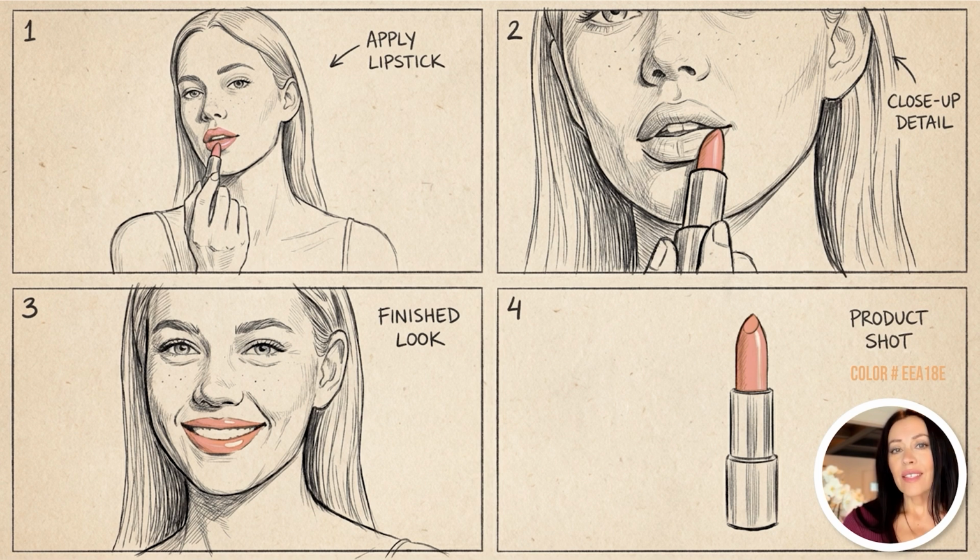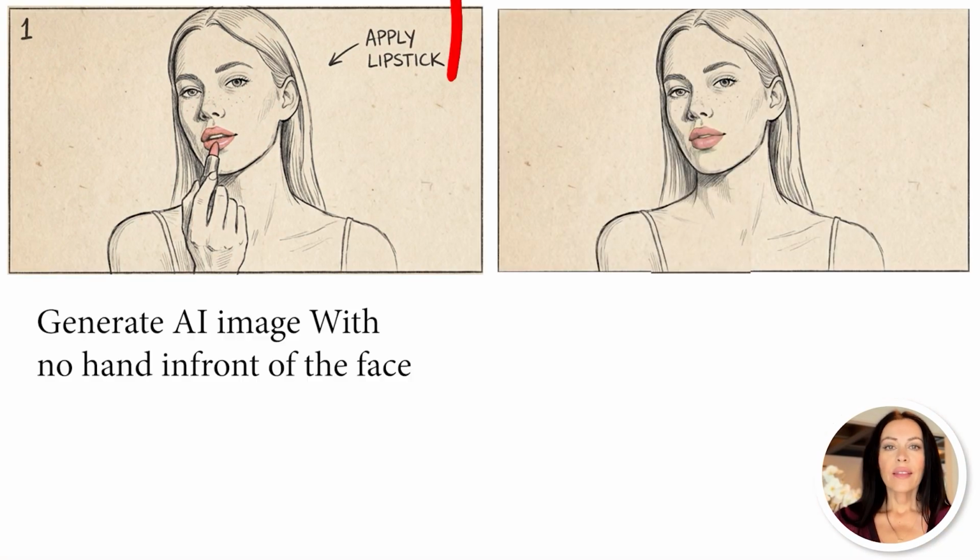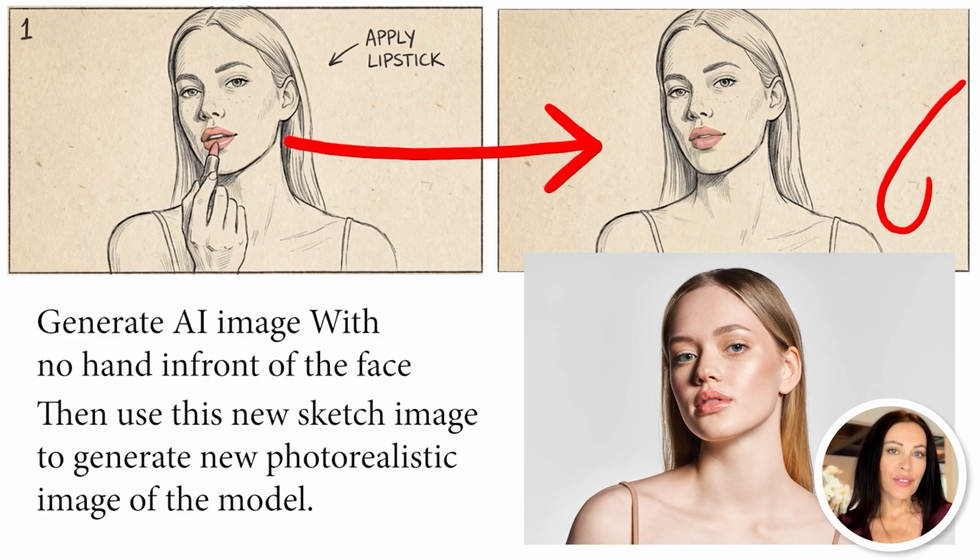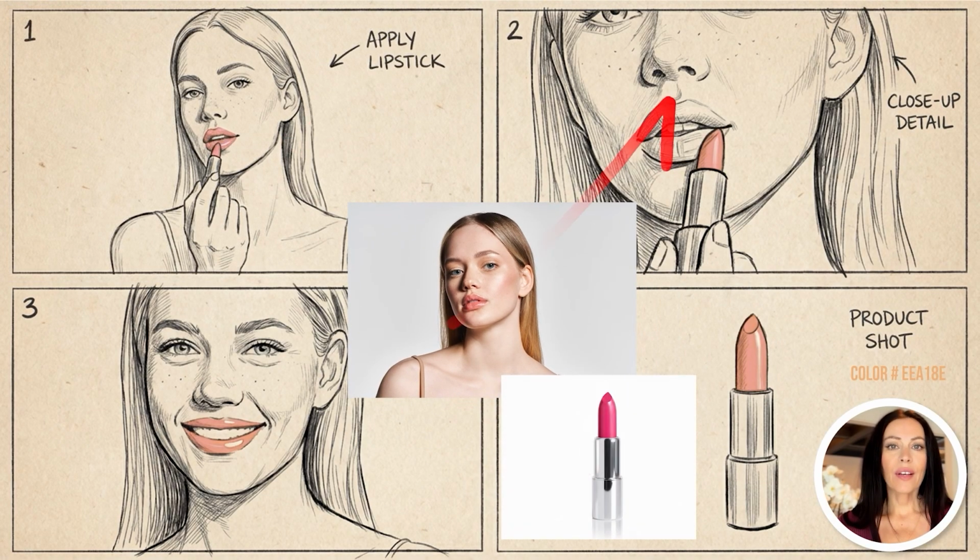Our storyboard consists of sketches, but we need realistic video footage. So our first step is generating a photorealistic image of our model that matches the sketch specifications. She has to have blonde hair, blue eyes, and the overall aesthetic. I will be creating each shot from this storyboard using an AI video generator, then applying color correction to ensure that the lipstick matches our exact color requirement.